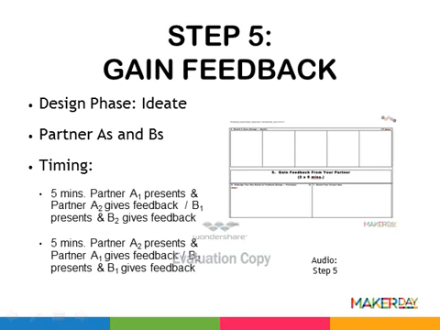Welcome. This is step 5 of the design thinking process. In this step, you are going to have the A's work with the A's and the B's work with the B's. Recognize that if you have groups of 6, that means that there will be 3 A's and 3 B's.